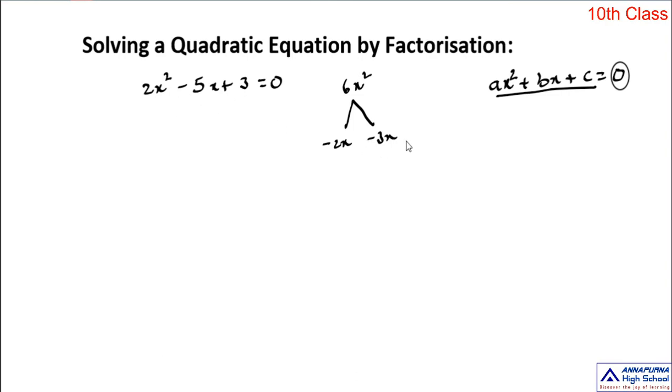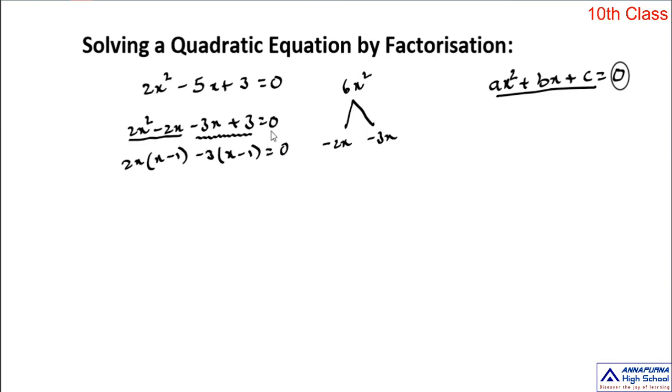Now split the middle term by using these two factors. So 2x square minus 2x minus 3x plus 3 is equal to 0. Now observe the common factor of the first two terms. Here, 2x is the common factor. When you write that common factor outside the bracket, inside the bracket we have x minus 1. And the common factor of the last two terms is minus 3, so inside the bracket we have x minus 1. It is equal to 0. You must continue with equal to 0, because we are in equations.